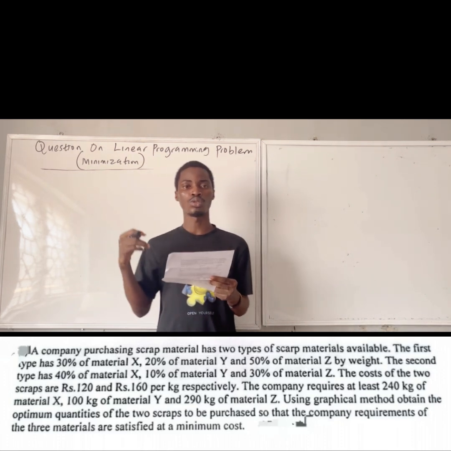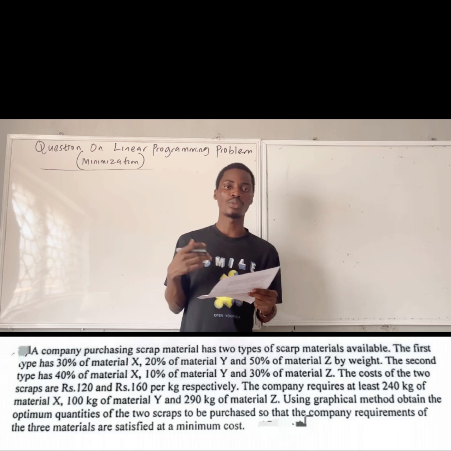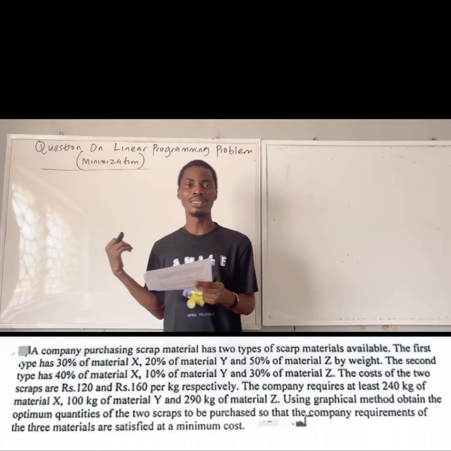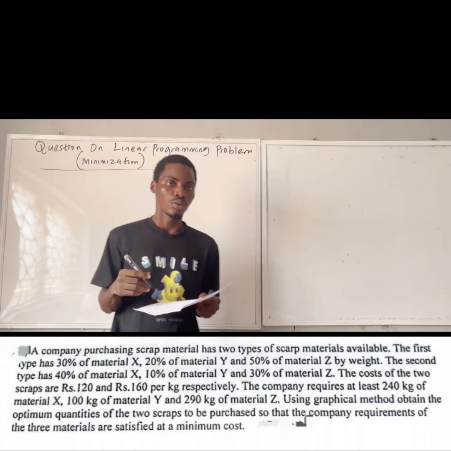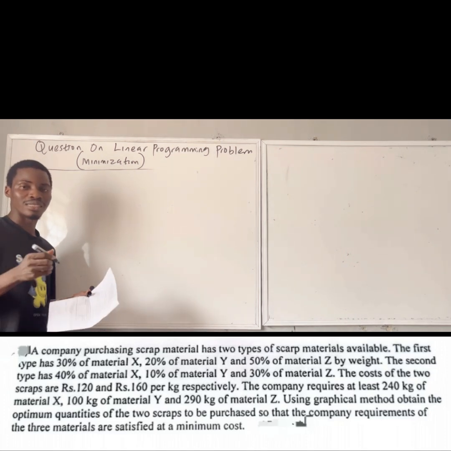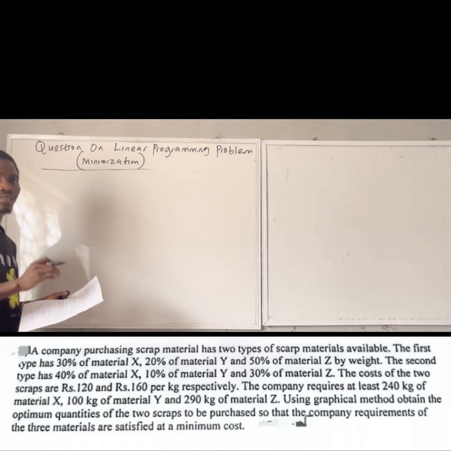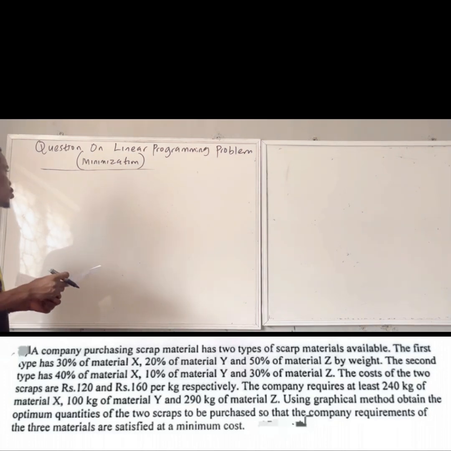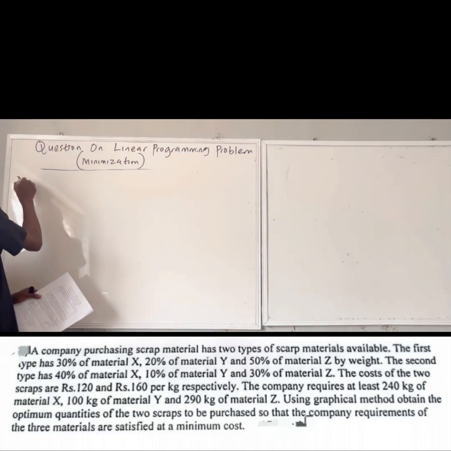So for us to use a graphical method to obtain the optimal quantity, we have to formulate the linear programming problem. The first step to formulate the linear programming problem is to write down the decision variable. So, decision variable.